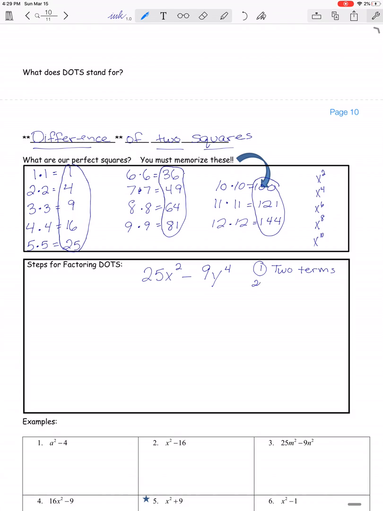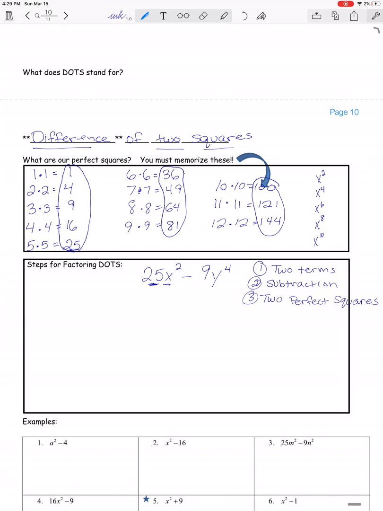It must have a subtraction sign. And it must be two perfect squares. And we know our perfect squares we wrote above. We do have to memorize those. So I see, okay, I know 25 is a perfect square because it's in my list here.